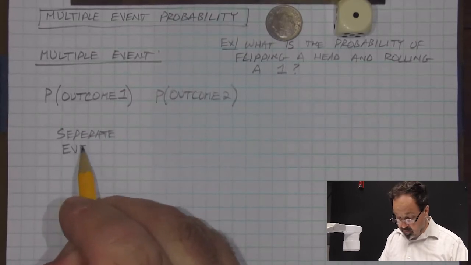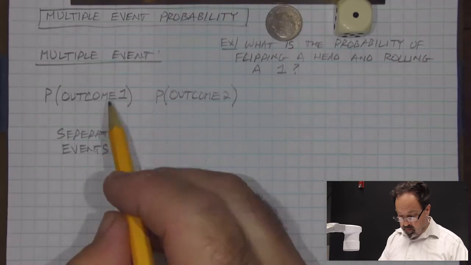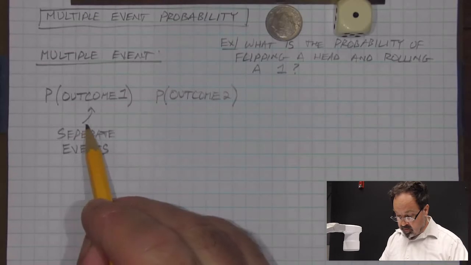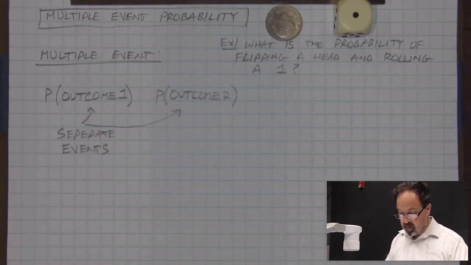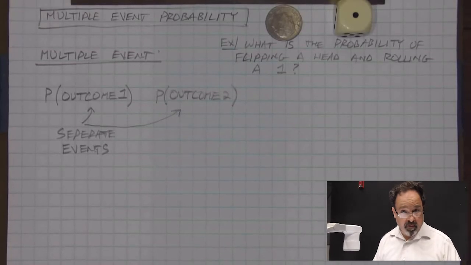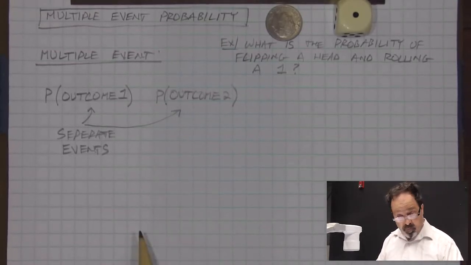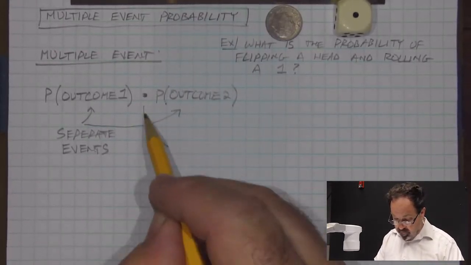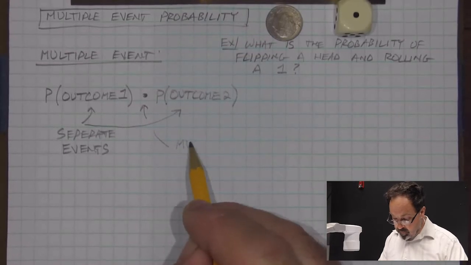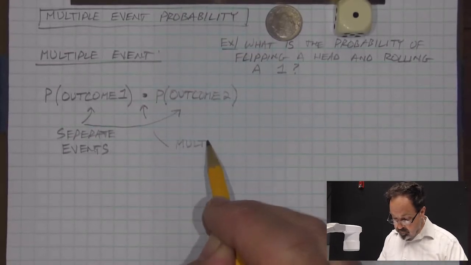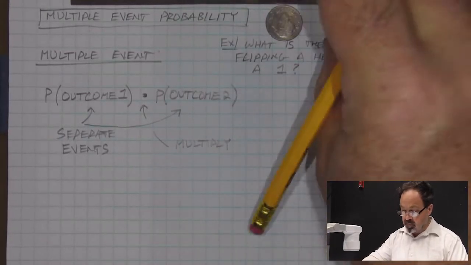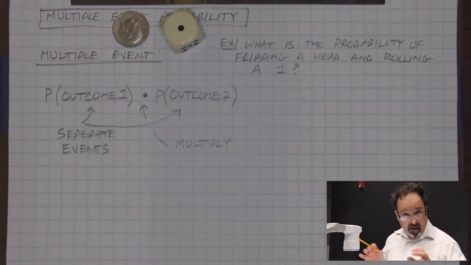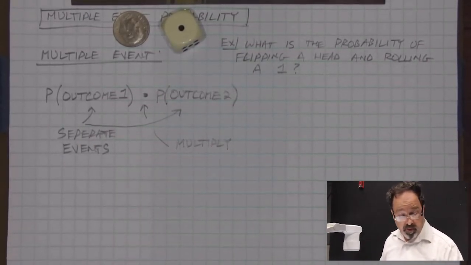In our example, we have the flipping of a coin, which is one separate event, and the second thing that we're doing is the rolling of a die. We know how to calculate single events, but what do we do when there's multiple events? We simply multiply. I point to this and highlight that the math that we're going to do is multiply. So to answer this question, we need to first find the probability of each event separately, and then we'll multiply.